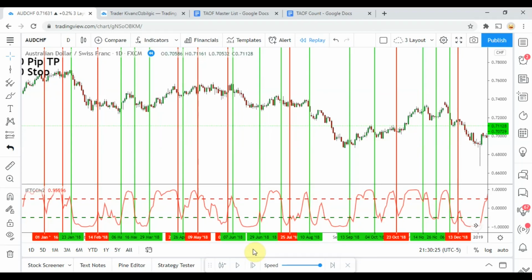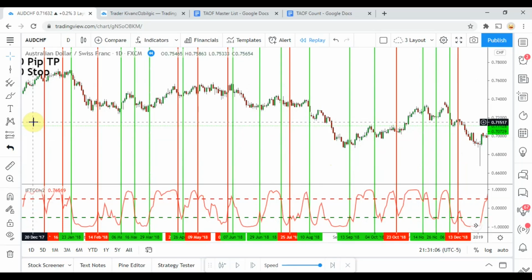So let's go ahead and add these up and see what we get out of this. So we have 1, 2, 3, 4, 5, 6, 7, 8, 9, 10, 11, 12, 13, 14, 15, 16, 17, 18, 19, 20, 21, 22, and 23. So we have 23 signals altogether. And we have 14 winners. So that does barely squeeze out the 60% win rate that we're looking for.